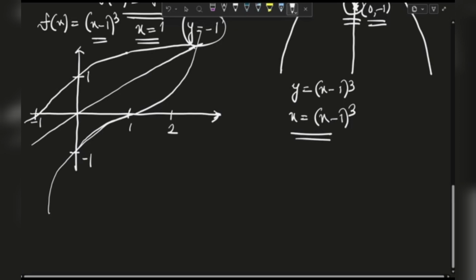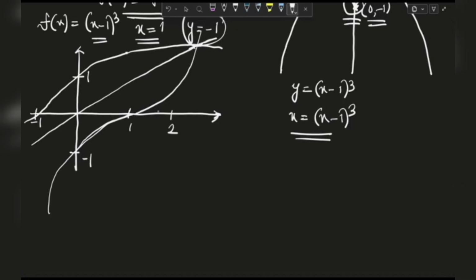I know my graphs are pretty bad and these are not really looking like mirror images, but please do bear with me. These two are mirror images. This is your f inverse x and this is your f of x. They are actually intersecting at some point, but we have to ascertain where.